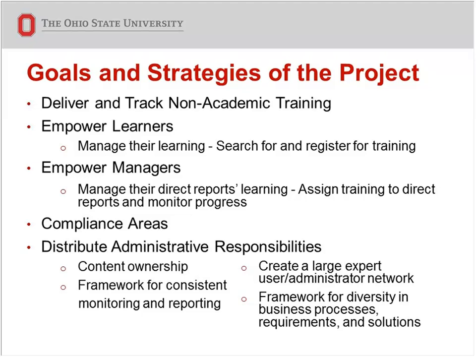Looking at the large expert network, we have a huge network of folks that are really great in the system and have a lot of knowledge. And also looking at a framework for diversity in business processes. We know that our agriculture department does not manage it the same way as our business department. So being able to think about that and saying, can we have flexibility, was a really huge part of what we were looking for.